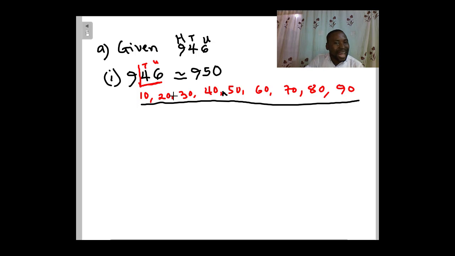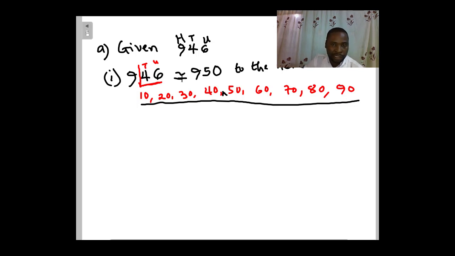That means 946 is approximately 950 to the nearest 10. Yes, very simple. I came to the tens place and I picked out 4. 4 is in the tens place. So I picked out from 4 down to the unit side.